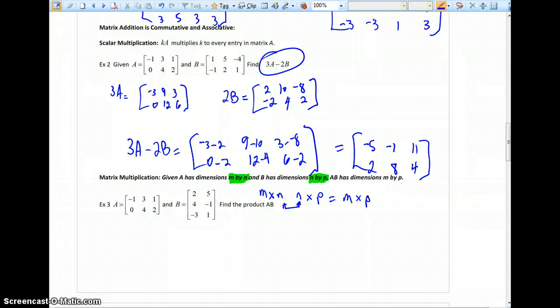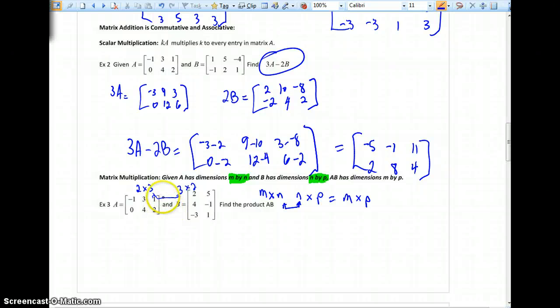Again, matrix multiplication is only defined when we have this. So matrix A, we have 2 by 3. Here, matrix B, we have a 3 by 2. You can see the inner dimensions are going to match. We are able to multiply these, and we will wind up with a matrix that is a 2 by 2. Here, though, I would really like to point out how the calculator can be used to help us work through this.